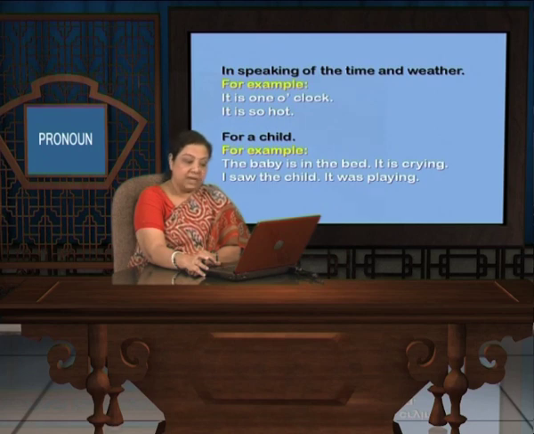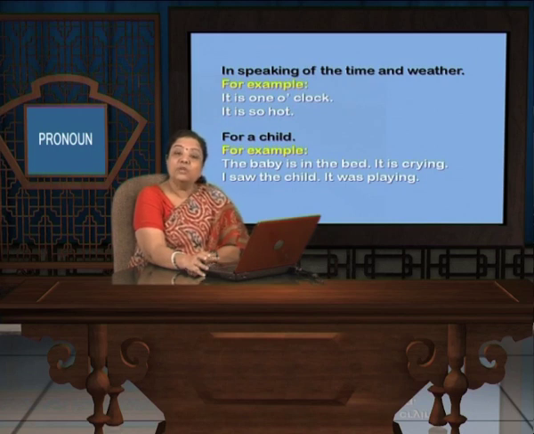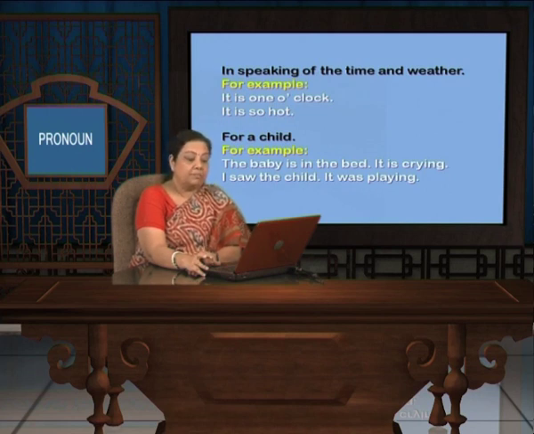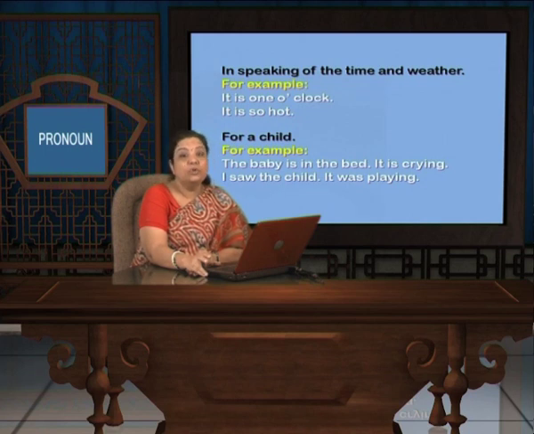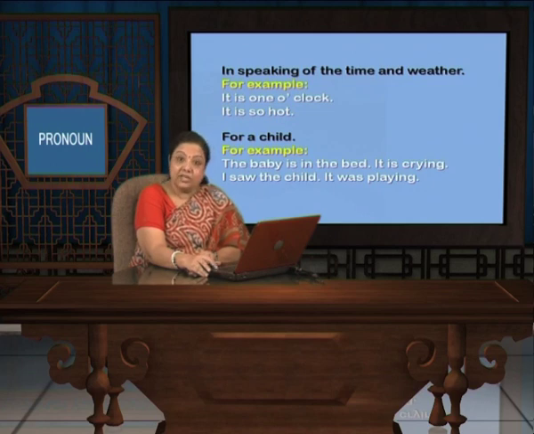Now, the next point I am talking about is very important for you all to understand. For a child, we use it. The baby is in the bed. It is crying. I saw the child. It was playing. Why? Because with a baby or child, we don't know the gender. You must keep in mind that this is very special to know. Although child conveys a human being, a living thing, we use it here because we don't know the gender. If it had been a boy, we use he. If a girl, we say she. But if we are saying baby or a child, we use it here.